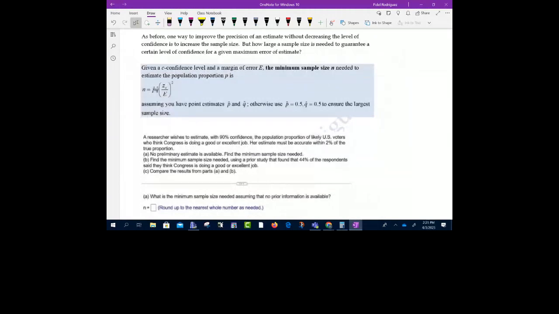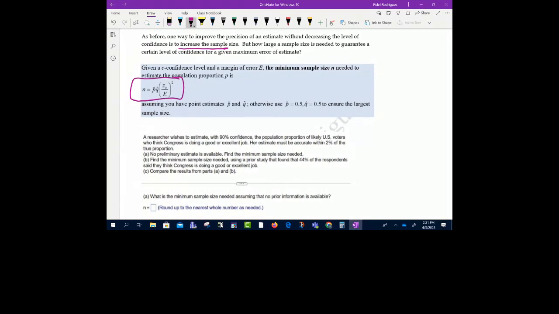And it says, as one way to improve the precision of an estimate without decreasing the level of confidence is to increase the sample size. Okay, but how large of a sample size is needed to guarantee a certain level of confidence? We have a little formula right here, okay? So this is going to tell me how many people we need to survey so that we can get that confidence level, okay? So it says N equals P hat times Q hat times, and then in parentheses are ZC value divided by the error, all that's going to be squared.